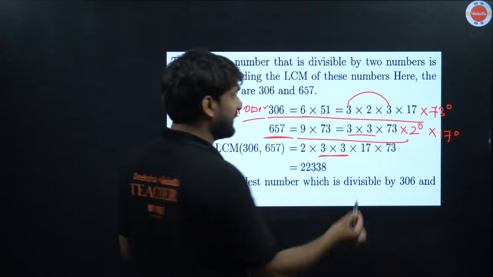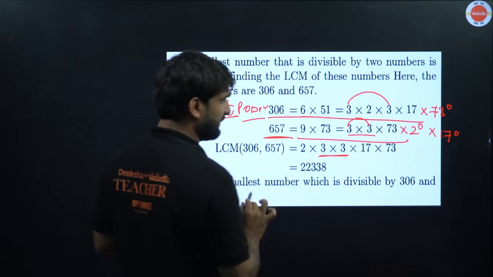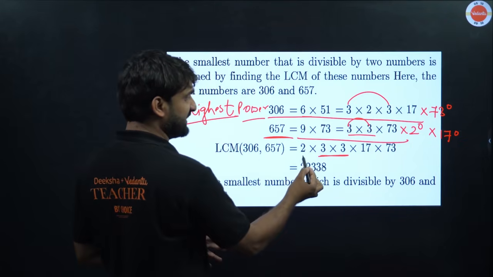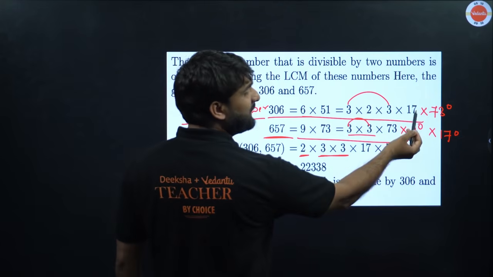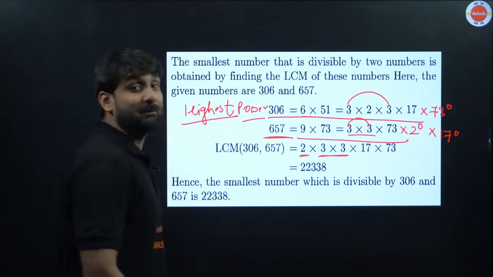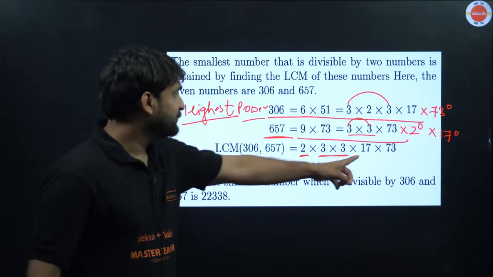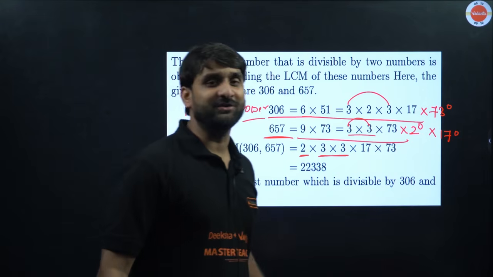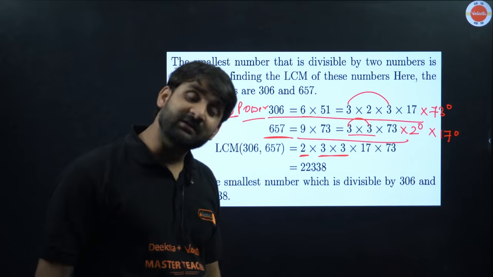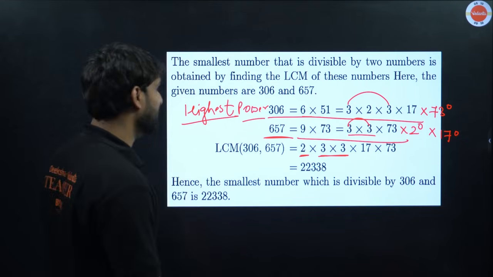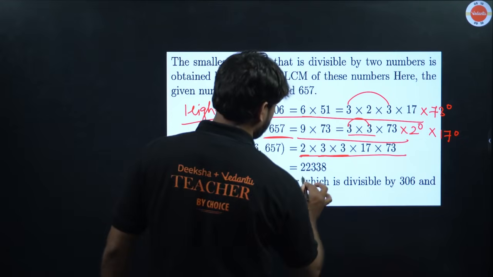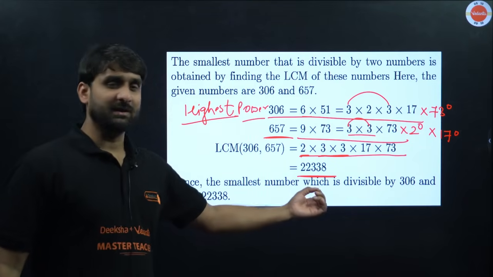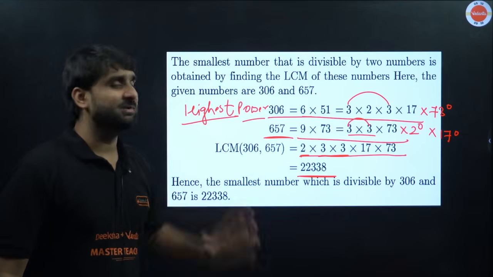So highest power. So 3 to power 2 is common. Now 2 is here too, but 2 to power 0. But which is highest? 2 to power 1 is highest. That's why we are taking it. 17 is here, but here 17 to power 0. But which is highest? 17 to power 1. So we are taking 17 to power 1. Similarly, 73 here, but 73 power 0. But which will be considered? 73 to power 1, because we are finding out LCM. So by multiplying this, we are getting 22,338, the smallest number which will be divisible by this.